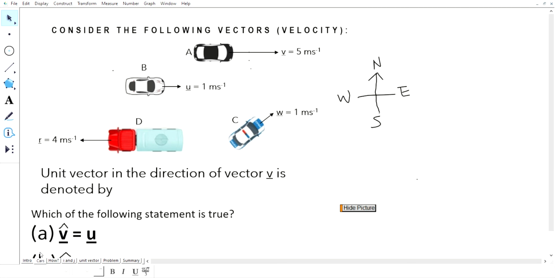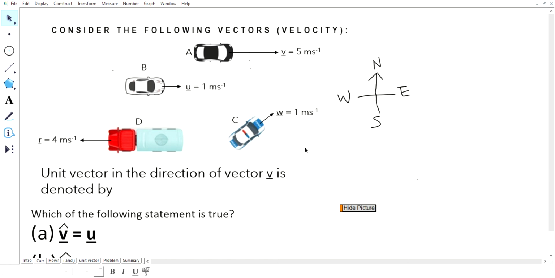This diagram shows 4 toy vehicles moving in a plane. The velocity of car A, car B, car C, and truck D are represented by vector V, vector U, vector W, and vector R respectively. Compare the velocity of the 4 vehicles.